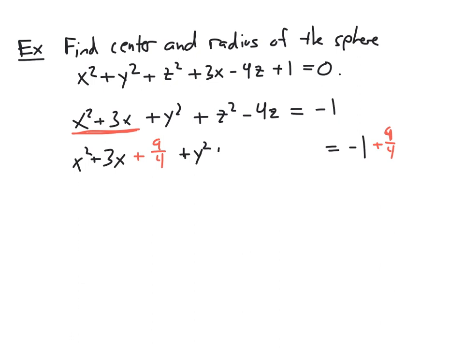And then for the z terms, we're going to need to add a constant. So I have z squared minus 4z, and we need to add a number here. So I take the coefficient of the z term, which is -4. I take half and square it. So half is -2, square is 4. So we're going to add 4 to both sides as well.